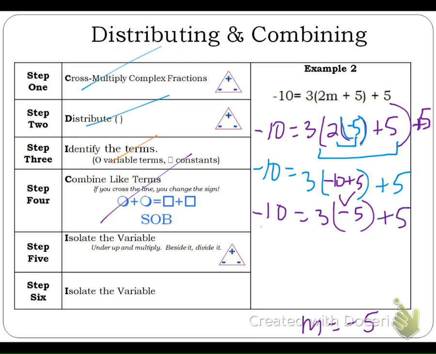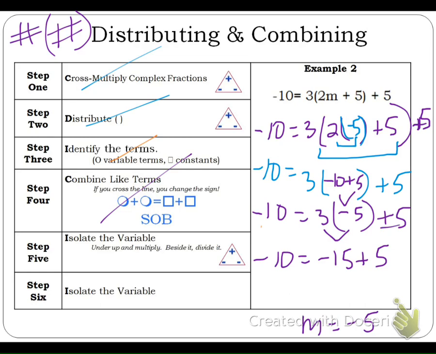Whenever you have a number directly beside parentheses and only one number inside the parentheses, then those parentheses no longer mean do what's inside of me first. Instead it turns into a multiplication. So if you ever have a number next to another number inside parentheses, it means to multiply. So that's what we need to do here. I'm going to copy the rest of the problem down. Negative 10 is equal to 3 times negative 5. It's negative 15 plus 5. I had to do my multiplication before this addition here.